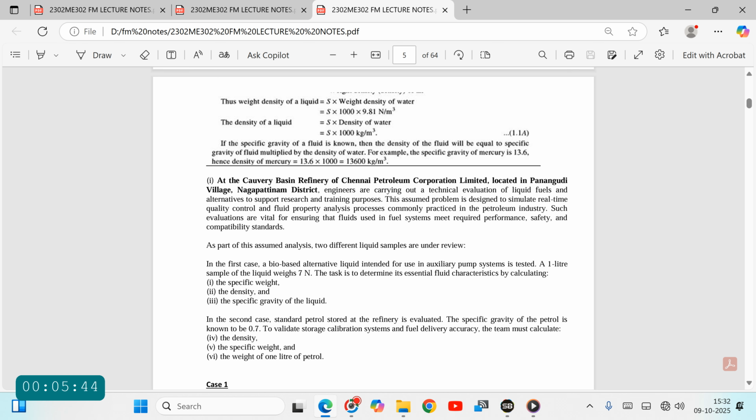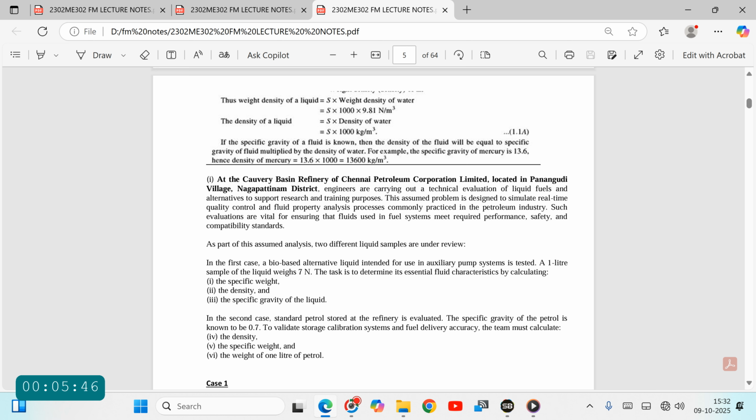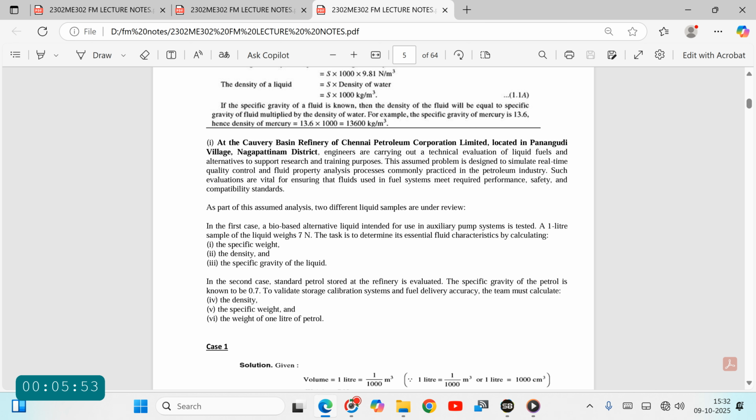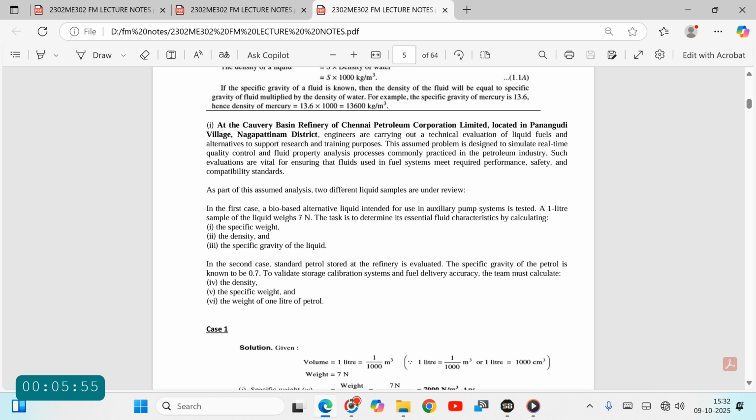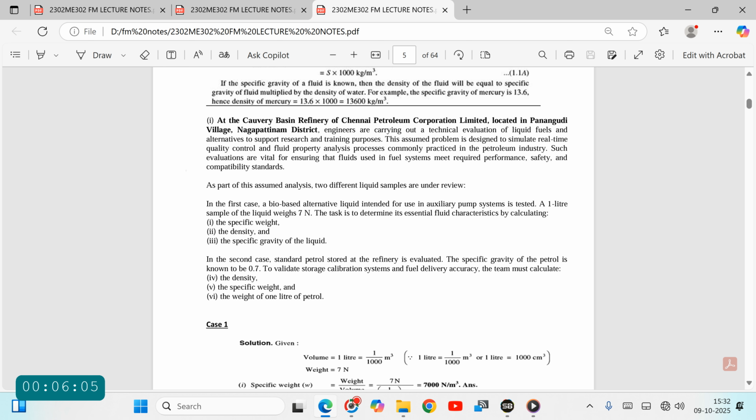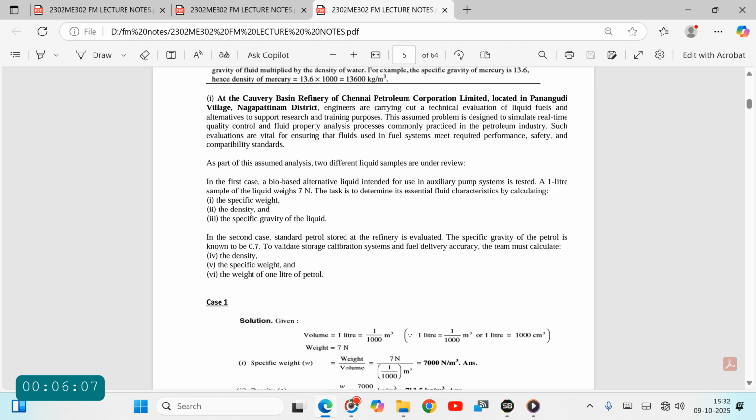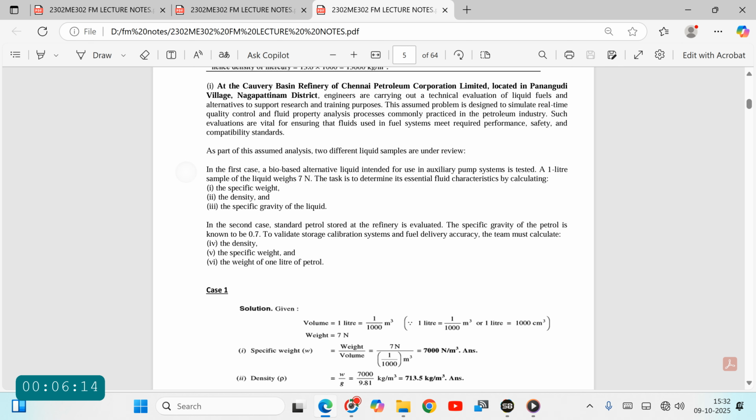Now we are going to solve a standard problem. It is an application level problem based on properties at the Kaveri Basin Refinery of Chennai Petroleum Corporation Limited, located in Panangudi village, Nagapattinam district. Everyone knows CPC is located in Panangudi village, Nagapattinam. Technical case studies about fluid mechanics are carried out there. I have taken the starter values from the CPCL.